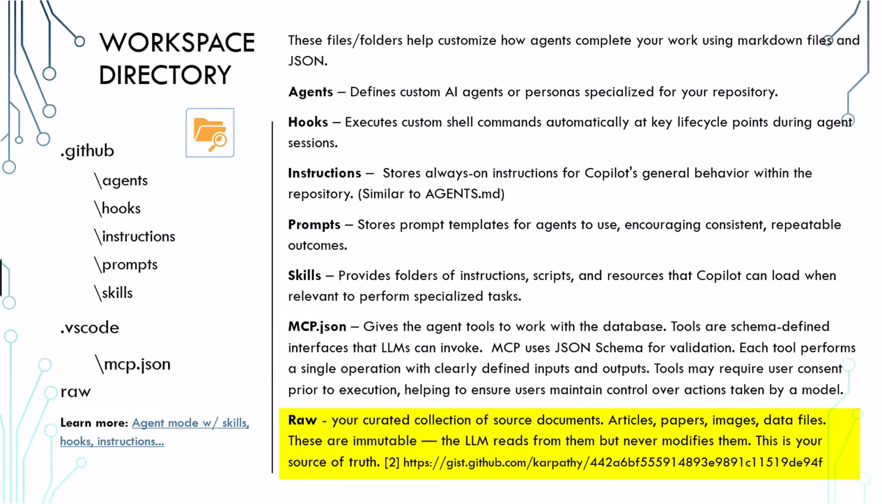And this last one is kind of optional, but you can include a raw folder. A raw folder is your curated collection of source documents, articles, papers, images, data files, code. These are immutable. The LLM reads them but never modifies them. You keep this as your source of truth.